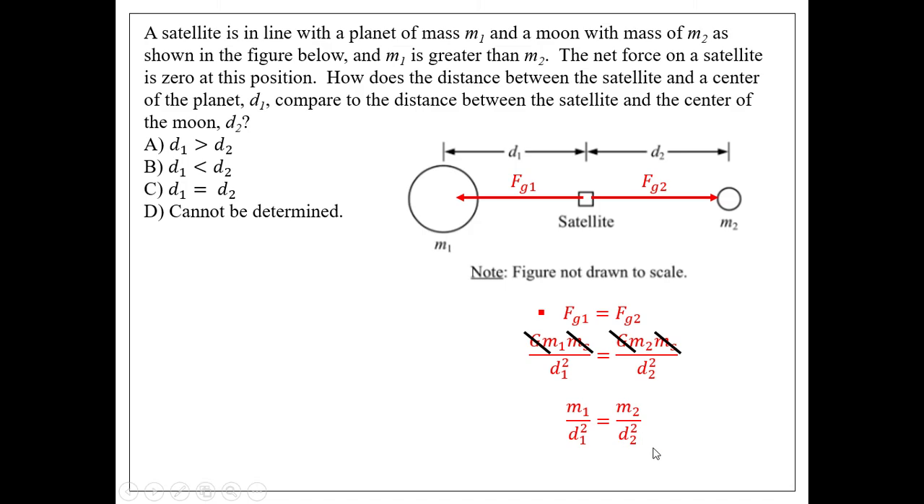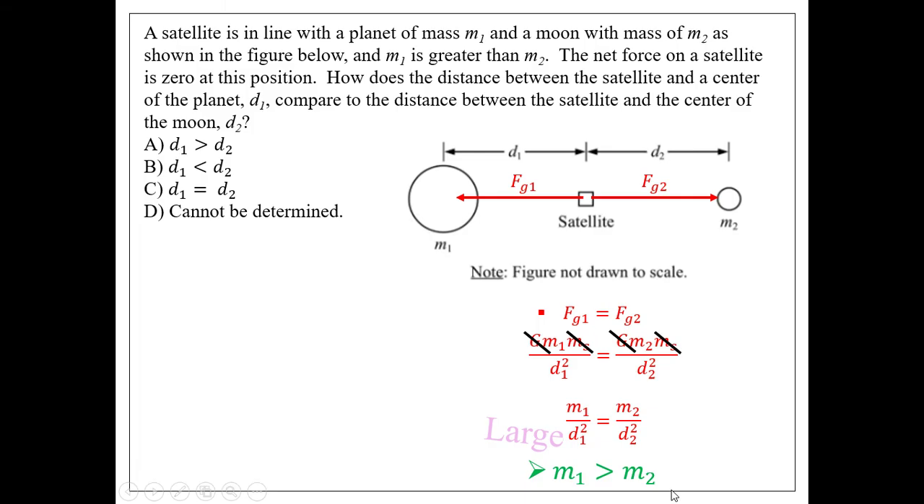But again, we're not really asked to do any math here. We're just asked to pick one of these answers. Which of the following statements is correct here? So intuitively, if you think about it, it states that the mass of the planet is greater than the mass of the moon. Right here in the statement, it says m1 is greater than m2. So I made this statement in green for you. This is important. m1 is greater than m2.